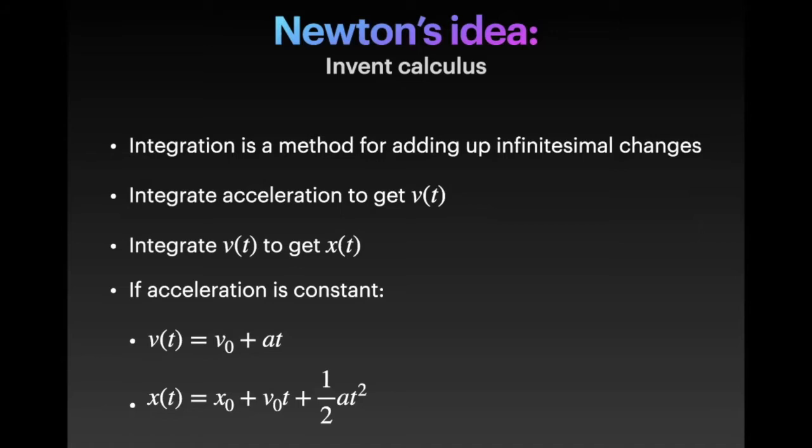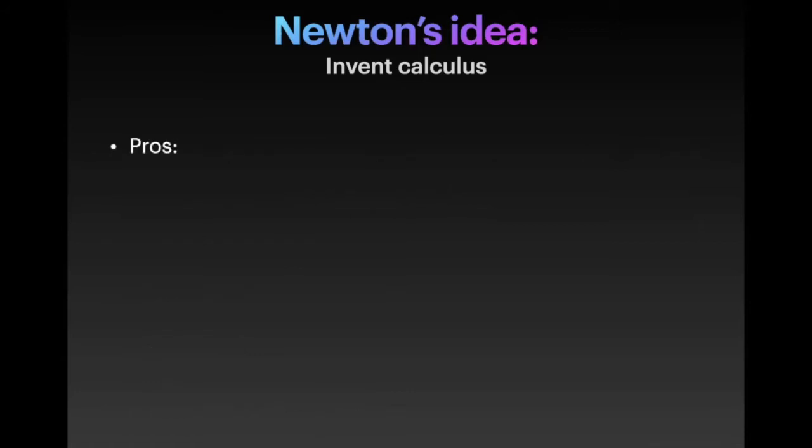So this is great. I spend a lot of time working with this. Constant acceleration is a good approximation for lots of different physical situations. So there are some pros and cons to Newton's idea. The main big pro is that you get a functional form for the trajectory.